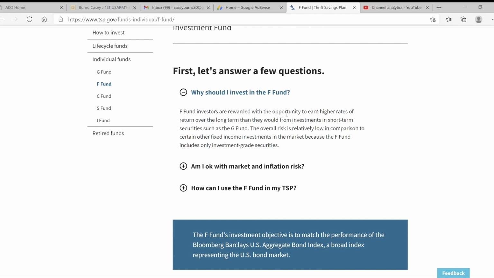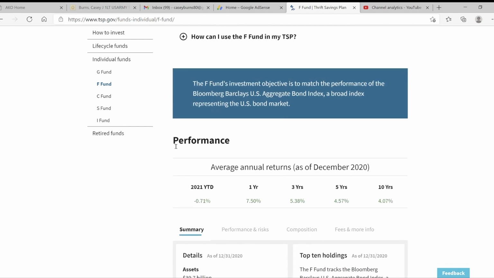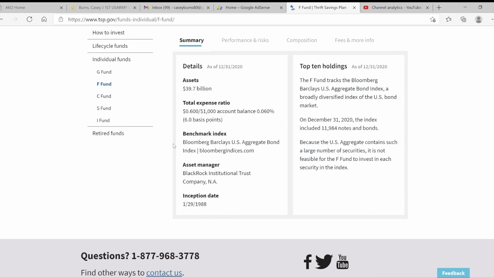F fund investors are rewarded with the opportunity to make higher rates of return over the long term than they would from investments in short-term securities such as the G fund. The overall risk is relatively low in comparison to other fixed income investments in the market, because the F fund only includes investment grade securities. So you're basically investing into investment grade debt, right? So corporate debt. The F fund mirrors the Barclays US Aggregate Bond Index, like I said earlier.